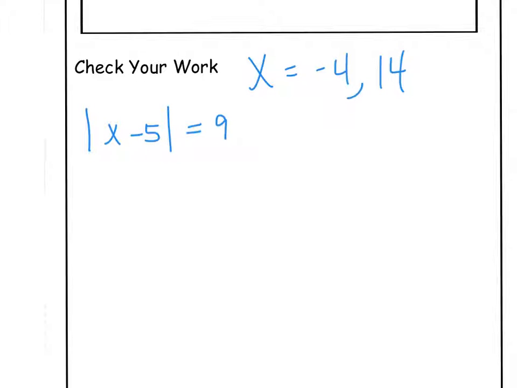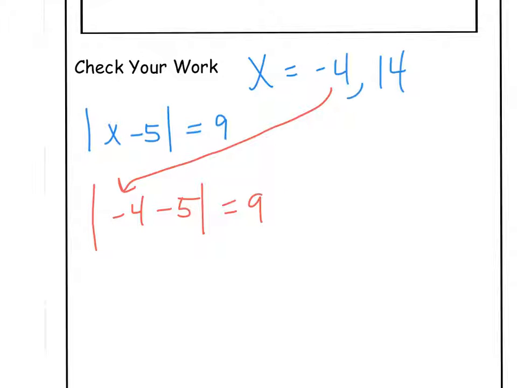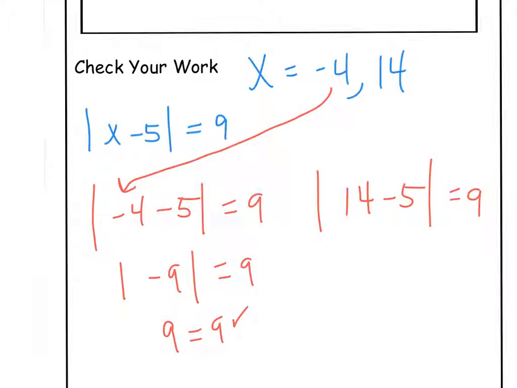Okay, so now we're going to check our work. We said that x equals negative 4 or 14, and so we'll just substitute each one of those values into x and make sure that it actually comes out to be positive 9. So you have the absolute value of negative 4 minus 5 equals 9. We do indeed have negative 9, the absolute value of negative 9 equals 9, and yes, 9 does equal 9. Okay, we've confirmed that one. Now the other one is the absolute value of 14 minus 5 equals 9, and when we do this math in here, we end up with the absolute value of 9 equals 9, and so again we have 9 equals 9. So yes, we've done the work correctly.